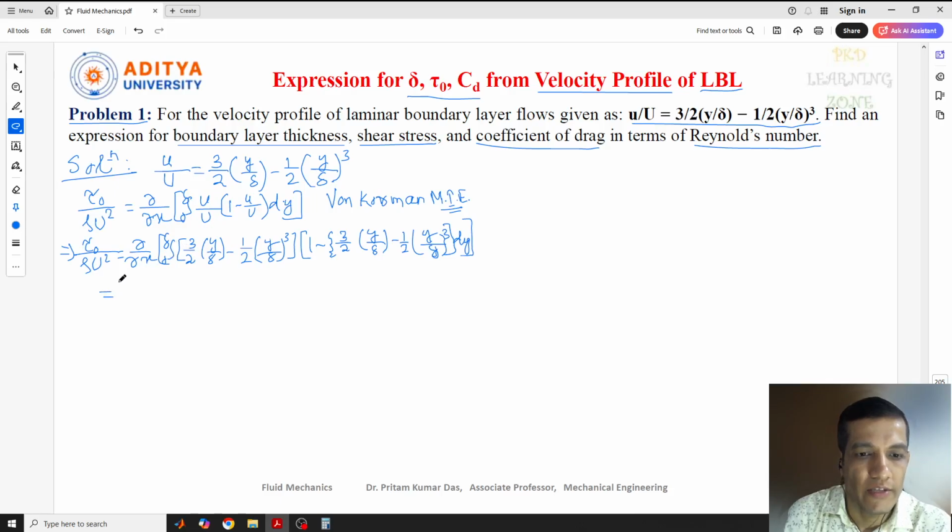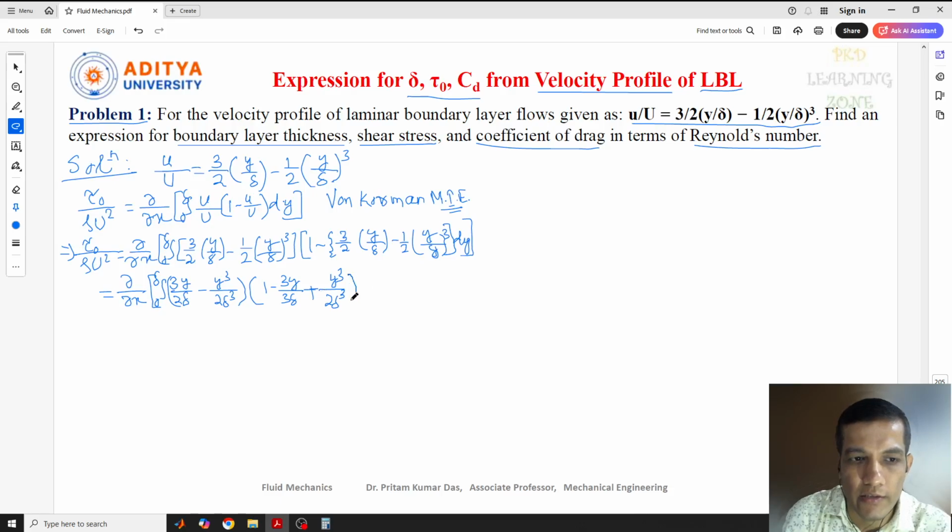Now if we elaborate this equation, we get d by dx of the integral from 0 to delta of 3y by 2 delta minus y cube by 2 delta cube. Apart from that, we get another term: 1 minus 3y by 2 delta, and then the minus of the minus gives plus, so plus y cube by 2 delta cube.